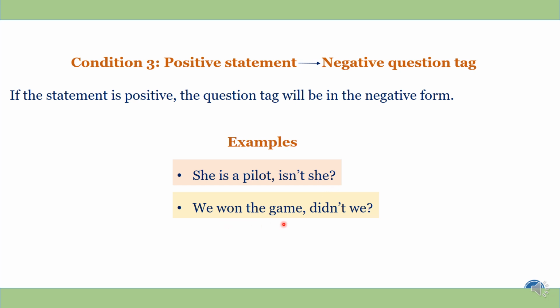Next, we won the game. Again, a positive statement. Didn't we? A negative question tag. He got the promotion. Positive statement. Didn't he? Again, the negative question tag. In all these question tags, the statement is positive. Whenever the statement is positive, the question tag will be in the negative form.